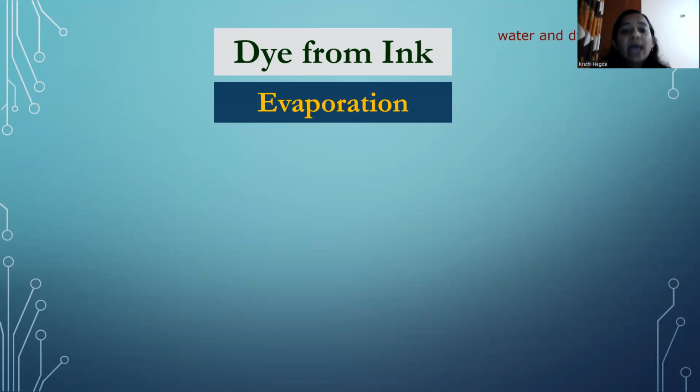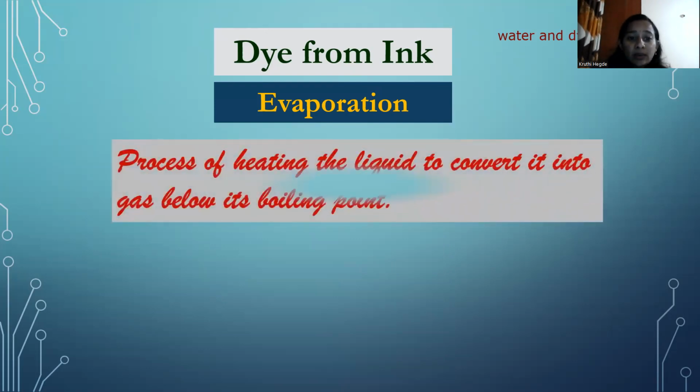The technique is evaporation. What is evaporation? Evaporation is a technique in which liquid gets converted to gas below boiling point on heating. So evaporation is a process of heating the liquid to convert it into gas below its boiling point. That is what we call evaporation. But when do we use this evaporation technique? When one substance is evaporating and the other does not.